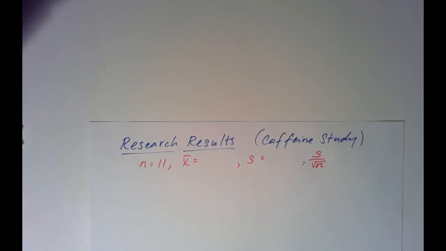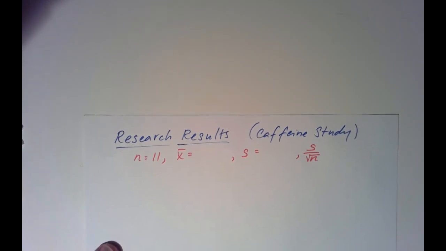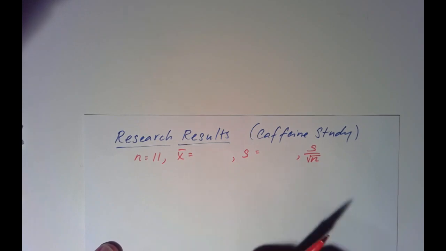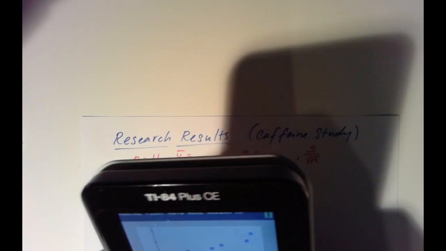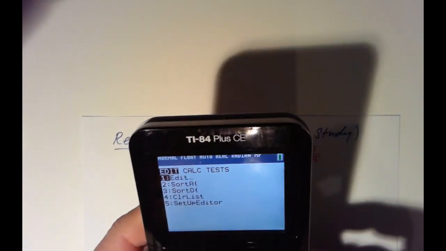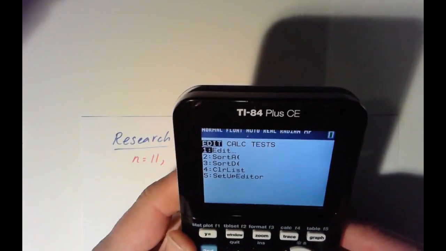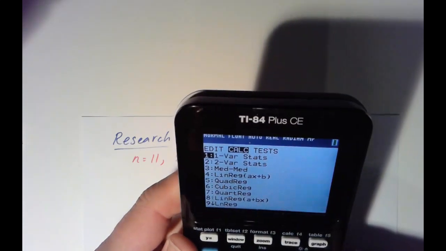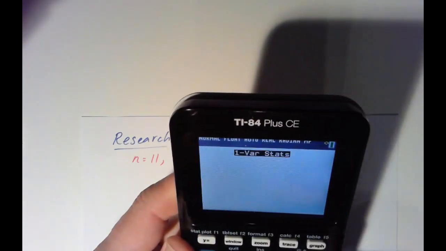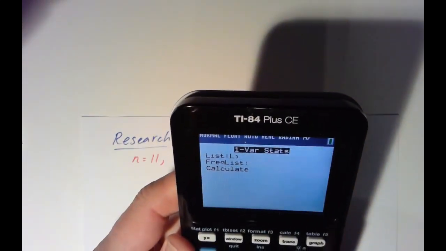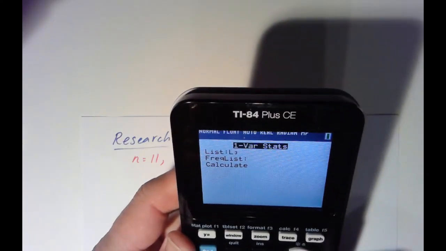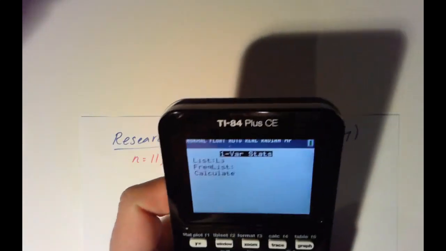Okay, so now that we've gotten those requirements out of the way and checked our assumptions, let's do the research. And by the way, I did have the data on my calculator, right? So let's go back to stat, this time stat calc. Just hit enter. We have the one variable, that is the mean of the difference. We have list 3.